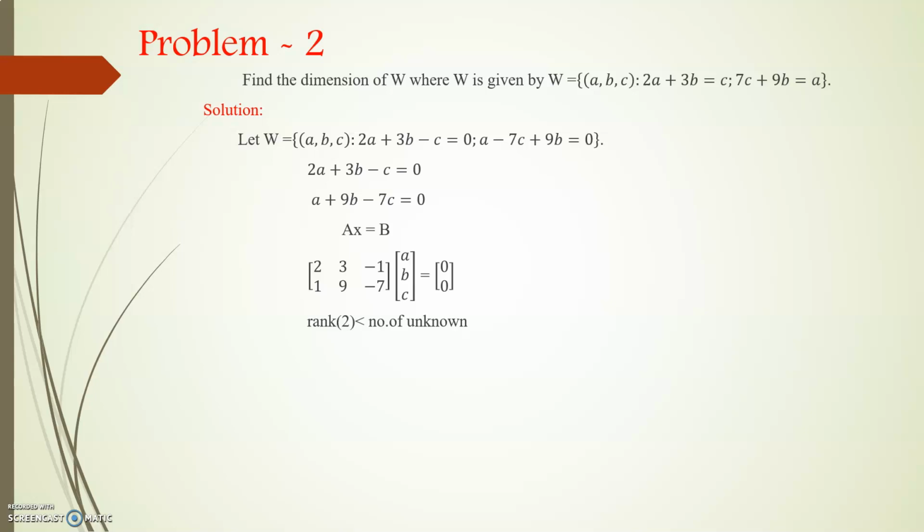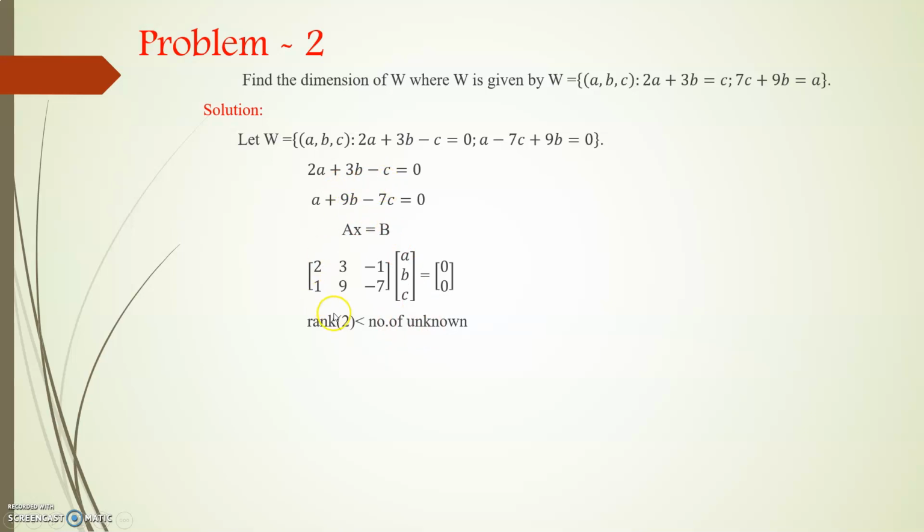Here the matrix has 2 rows and 3 columns. If we consider the square submatrix, its determinant is 18 minus 3, which is 15. That is not equal to 0. Therefore the rank of this matrix is 2. Rank 2 is to be compared with the number of unknowns. How many unknowns do we have? 3 unknowns.